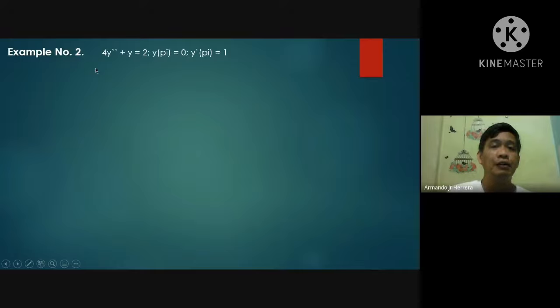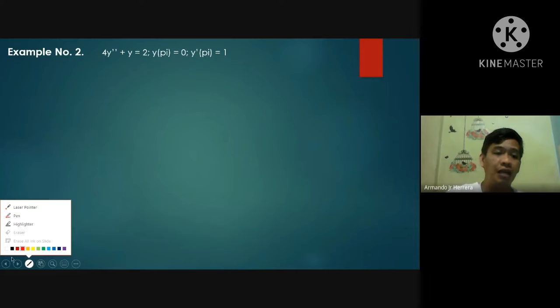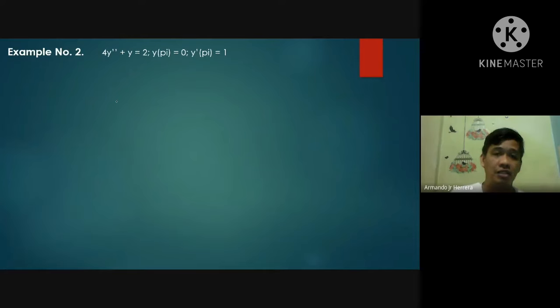So we have here 4y double prime plus y is equal to 2. When x is pi, the value of y is 0, and when x is pi, the value of y prime is equal to 1. So let us try to solve that using undetermined coefficients. So again, pwede natin siyang to solve for yc, gamitin natin ang m operator. So magiging m squared plus 1 is equal to 0, kasi wala tong derivative. Kasi pag nire-write natin siya into the operator, that's 4D squared plus 1, y is equal to 2.